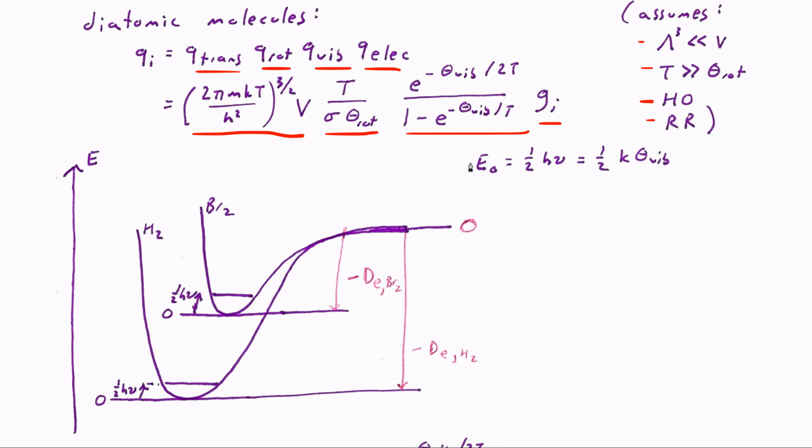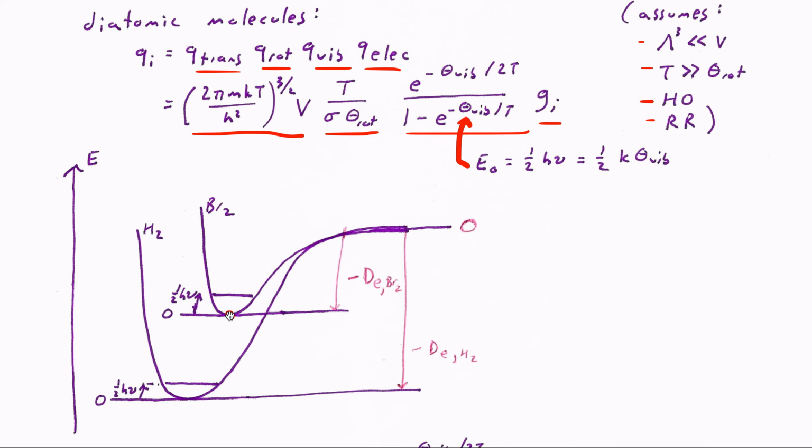The vibrational partition function in particular, every time we write down theta vibrational, is related to the vibrational frequency of this harmonic oscillator. So the ground state energy, the zero point energy, is 1/2 h nu, written in terms of a frequency, or 1/2 times k times theta vibrational, written in terms of the vibrational temperature. That energy is calculated relative to the zero of energy taken to be the bottom of the well for this vibrating diatomic molecule. So it's 1/2 h nu above the bottom of the well.